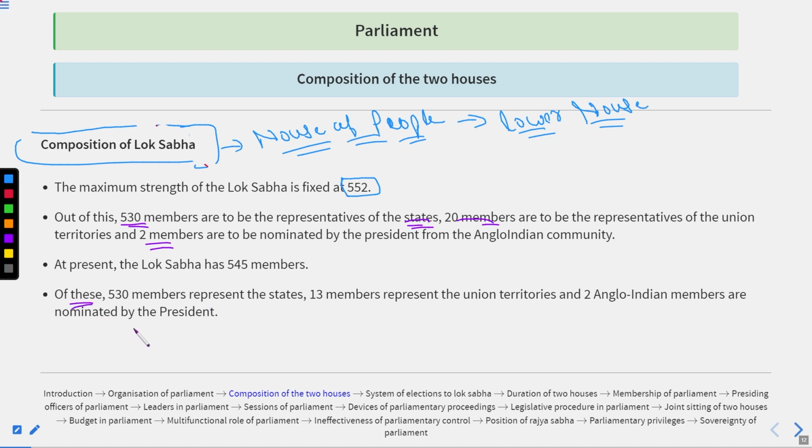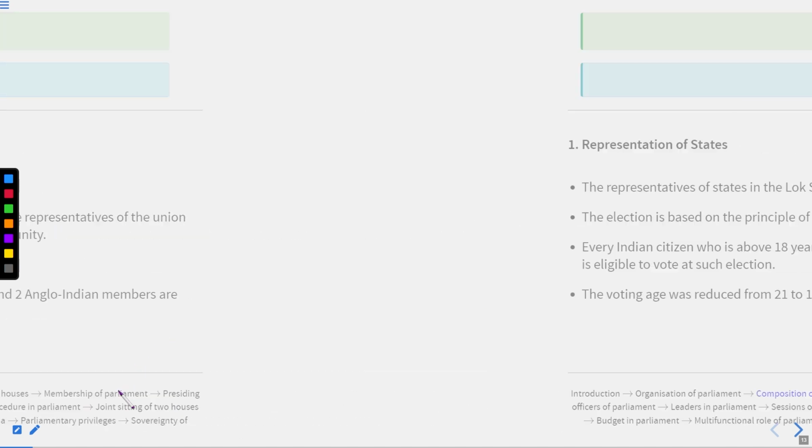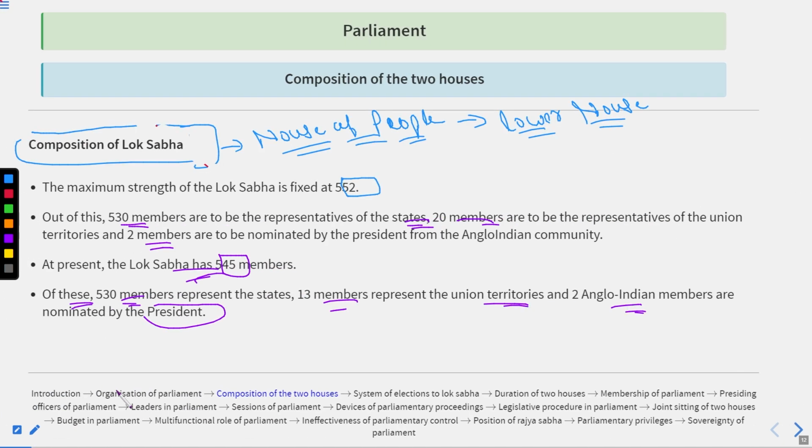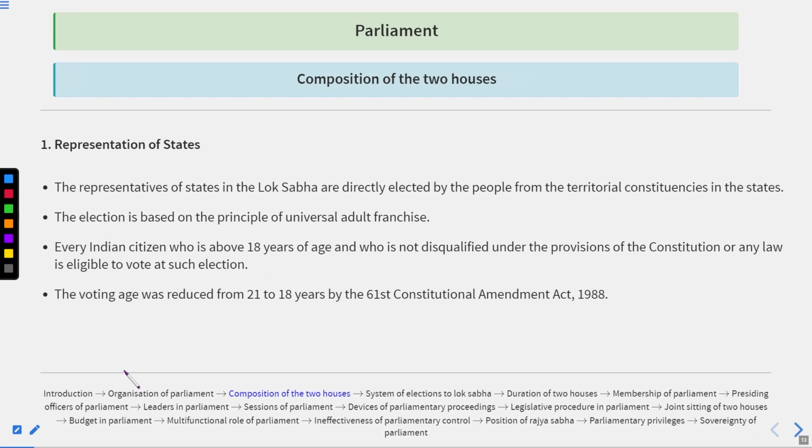Of these 520, so if we talk about today, at present the Lok Sabha has 545 seats. Of these, 530 members represent the states, 13 members represent the union territories, and 2 Anglo-Indian members are nominated by the President of India. So whether it's Rajya Sabha or Lok Sabha, basically the President of India has the power to nominate persons.